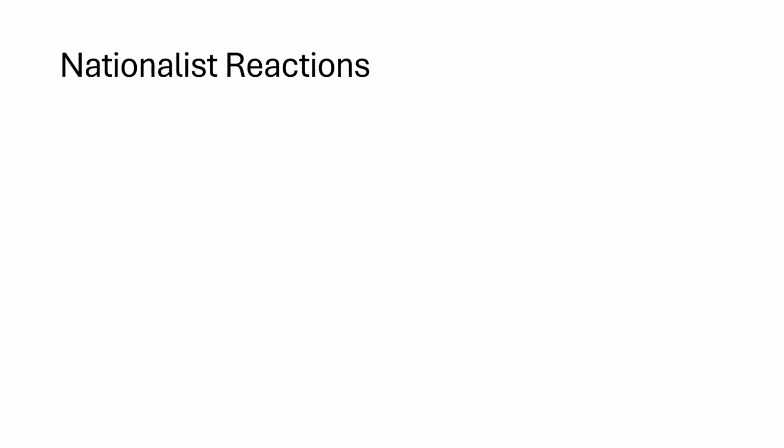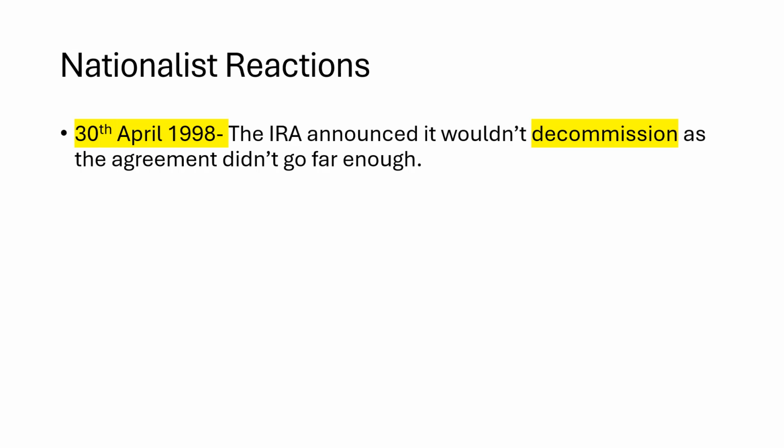We'll now look at nationalist reactions, and of course the two big ones we're going to talk about are the SDLP and of course Sinn Féin. On the 30th of April 1998, the IRA announced it wouldn't decommission as the agreement didn't go far enough. This is a concern for those trying to get the agreement across the line. So it's already been saying, 20 days after, they say we're not giving up our weapons. This agreement doesn't go far enough. We need to go further before we give up our weapons.